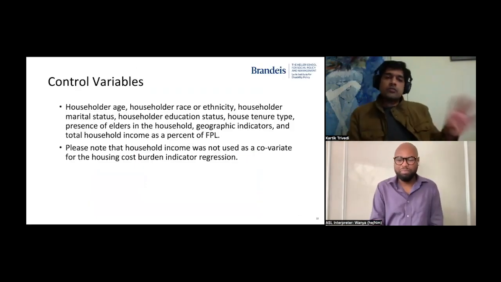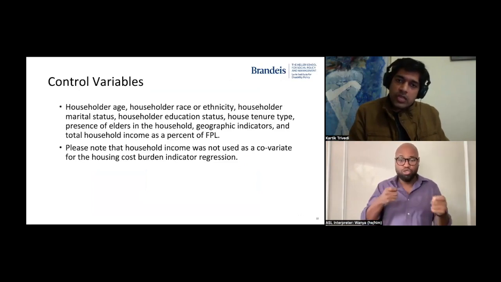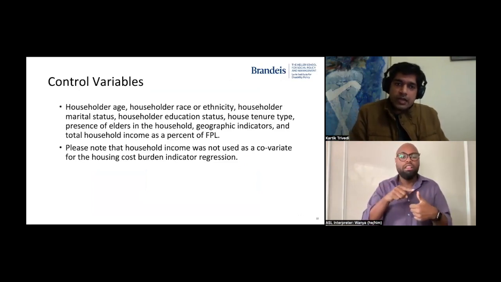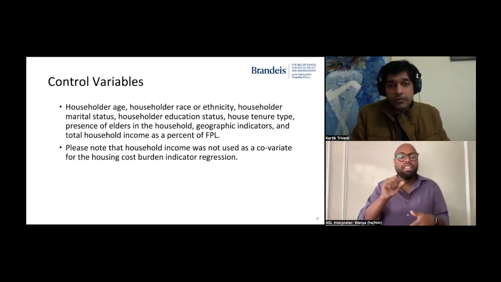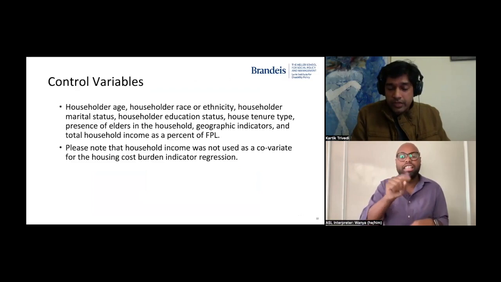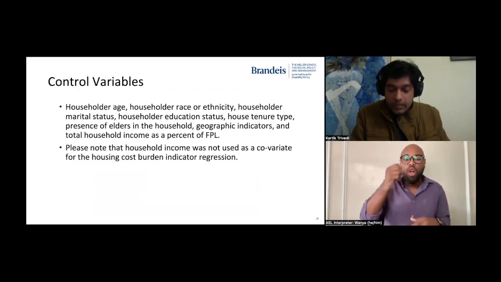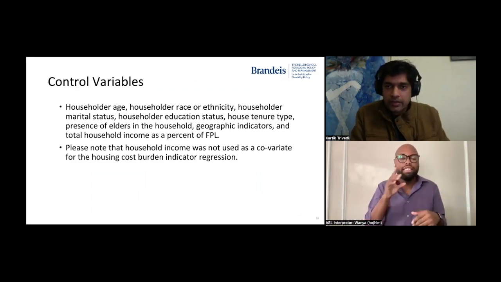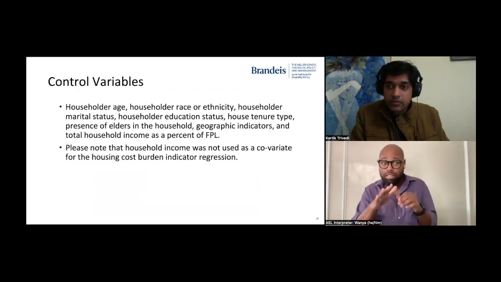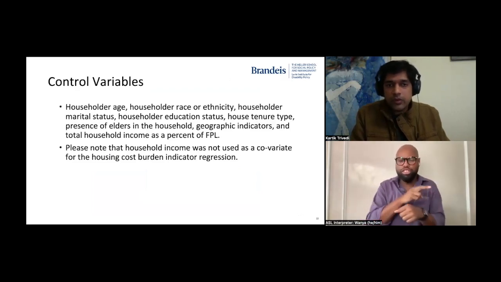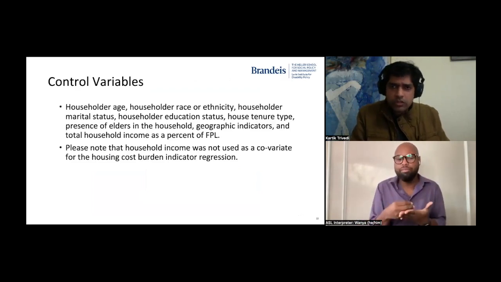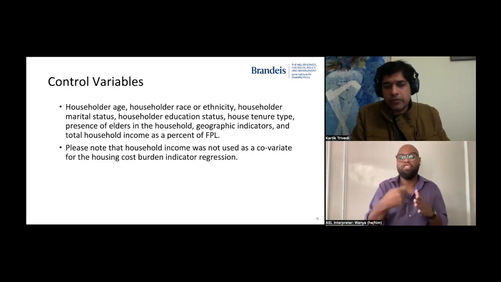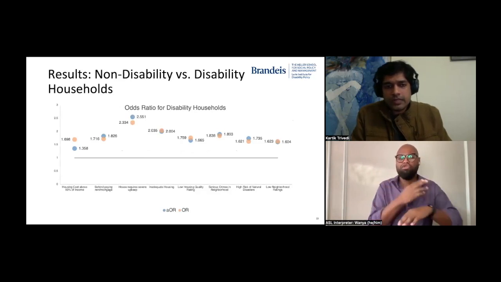In terms of control variables, we control for householder age, race or ethnicity, marital status, education status, tenure type, presence of elders in the household, geographic indicators, whether the household is in a metropolitan or non-metropolitan area, which census region the household is in, and the total household income. Just to be sure, household income was not used as a covariate for housing cost burden indicators in our regression. So on to the next slide.